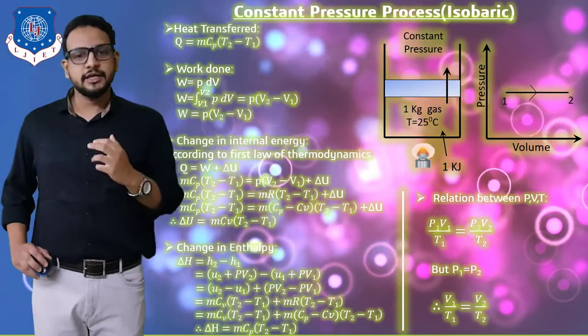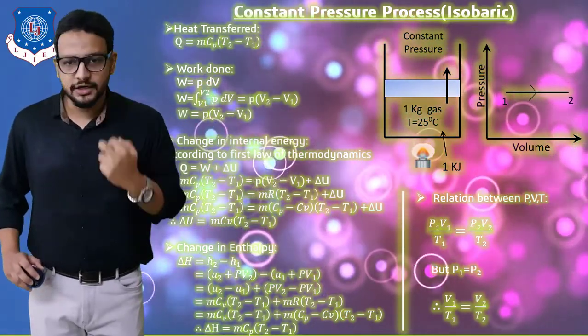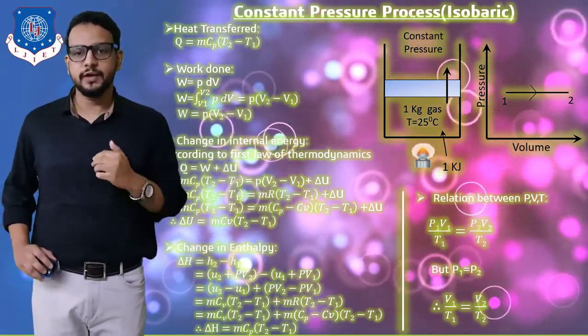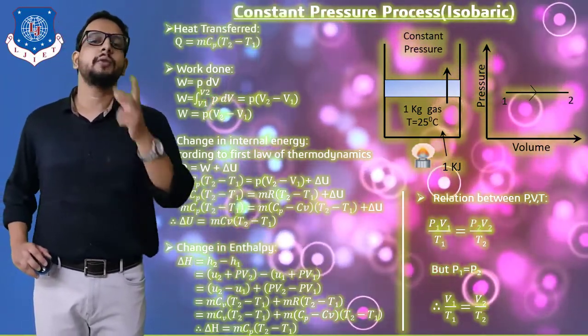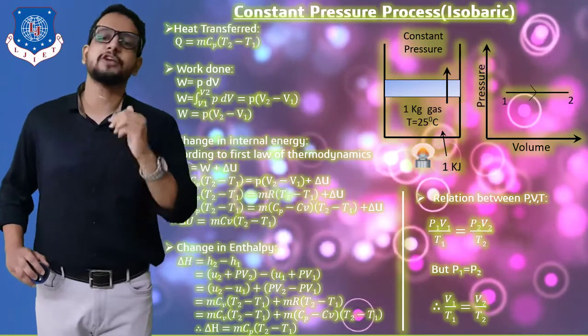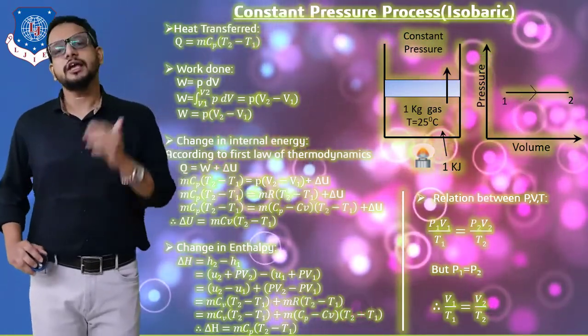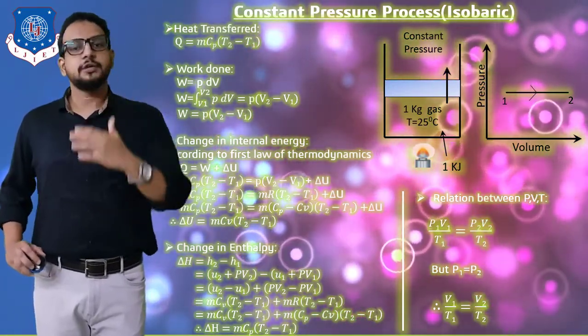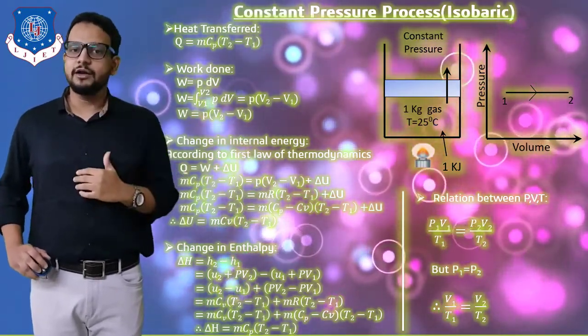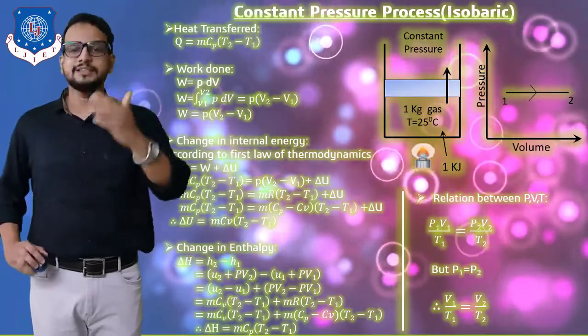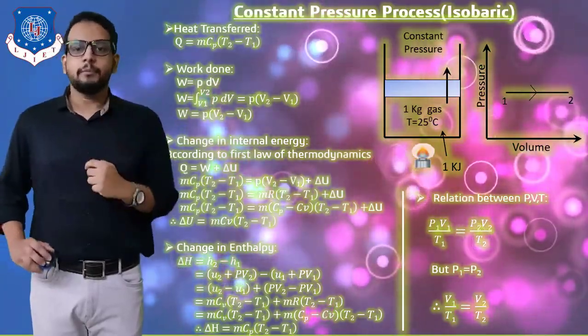Now in the next step, it is very clear that since the pressure is constant, P1 is equal to P2. So we can directly write the final equation: V1 by T1 is equal to V2 by T2. This equation is called the pressure, volume and temperature relationship for our constant pressure process. Okay guys, I hope you are clear with these 5 tasks which we have performed. Now let's see a numerical based on this topic.